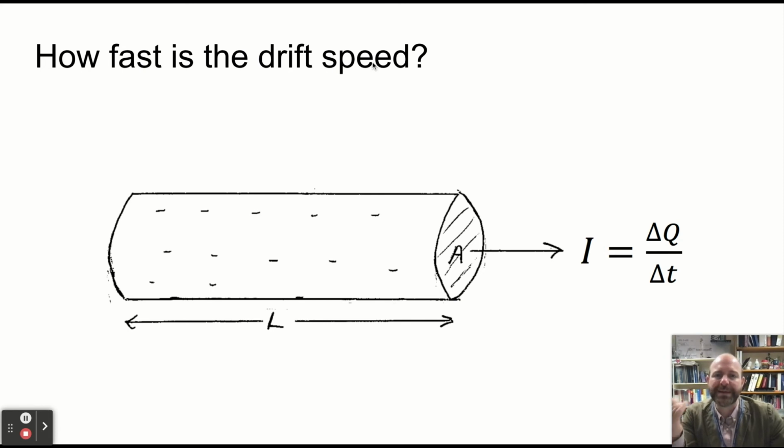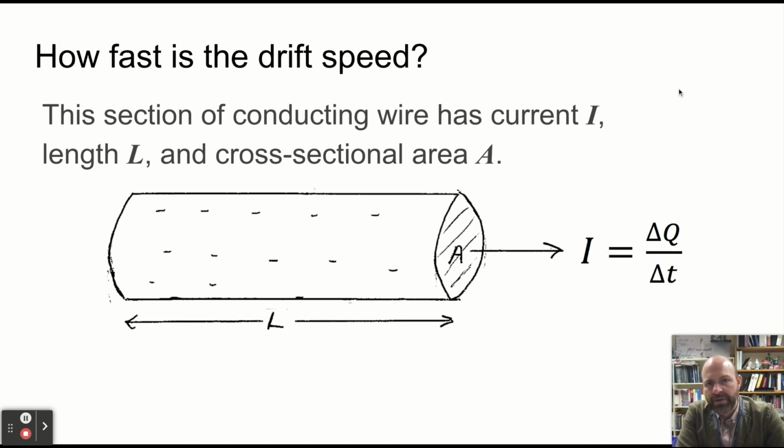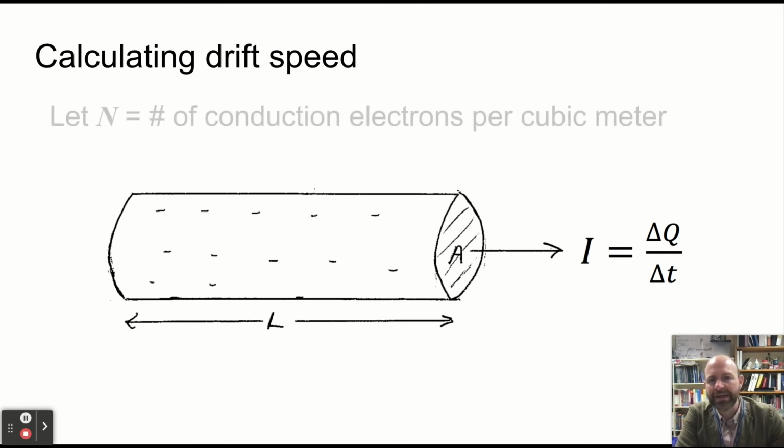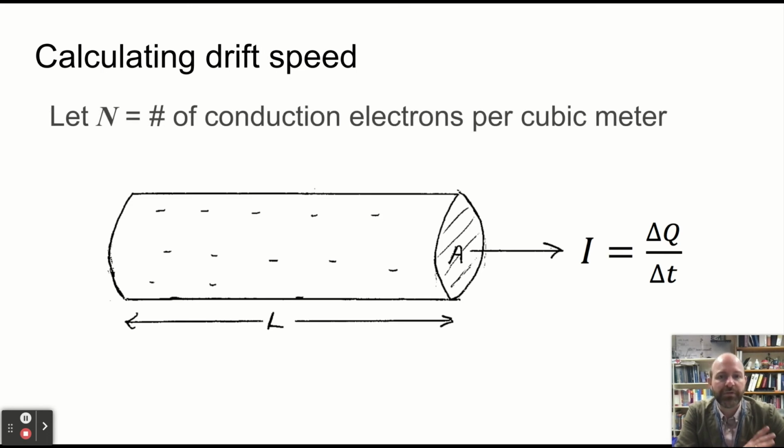So how fast is the drift speed? Can we actually get into this and calculate this? Well, if we think about current as charge over time, we know that a section of conducting wire has some amount of current. Maybe we measure its length and we know its cross-sectional area. So the drift speed would be the length over the time it takes for an electron to move across it, right? If we could measure that. Well, we can't directly measure that, but what we can do is say, well, there's some number of conduction electrons per cubic meter. And this is something that you can look up in a table about materials, probably in your chemistry textbook.